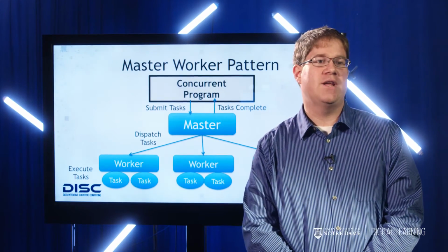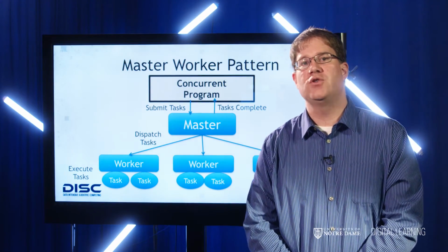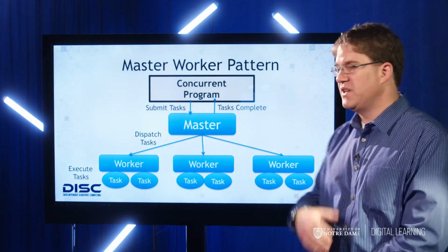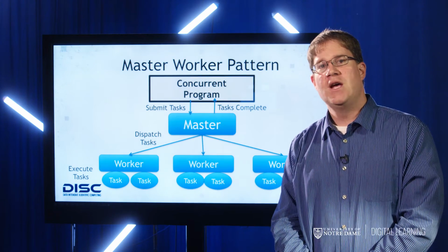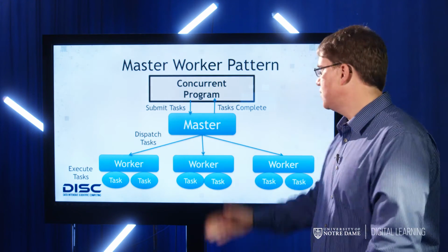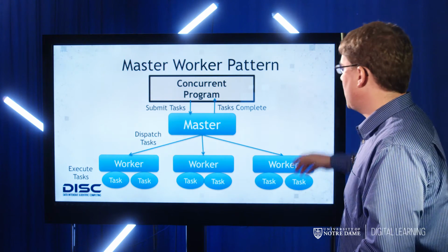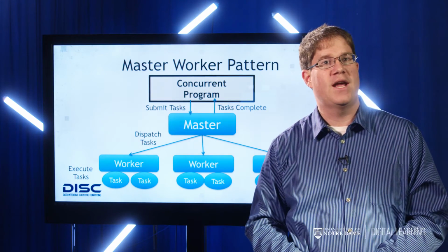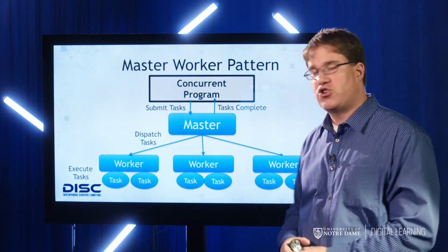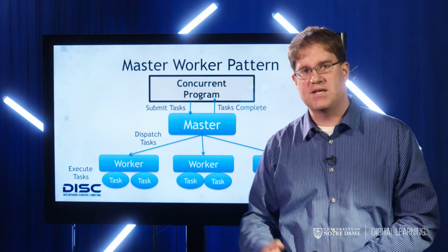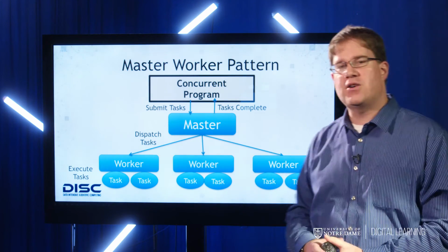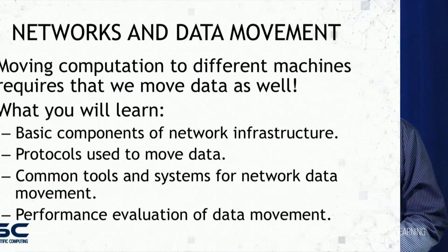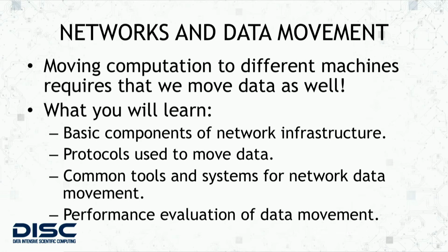A master worker pattern is a means of dispatching work out to a large number of tasks. So if I have my concurrent program up here at the top, that's going to be submitting tasks and waiting for them to complete. That concurrent program usually gives those tasks to a master, which then communicates with a number of workers and dispatches tasks out to the workers in order to get as many things done as possible. Each worker might potentially run multiple tasks, if it's a multi-core machine, process the results, and send them back. And now the master has some interesting challenges of how to assign tasks to workers and how to deal with failures.